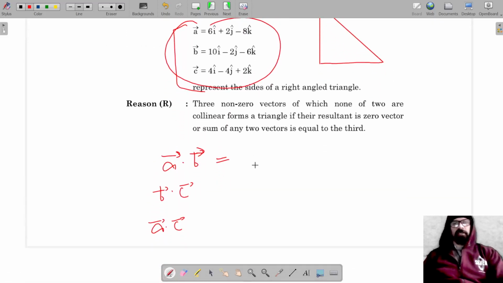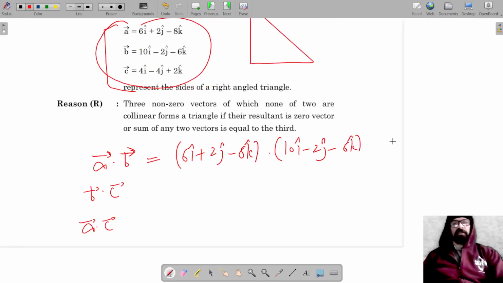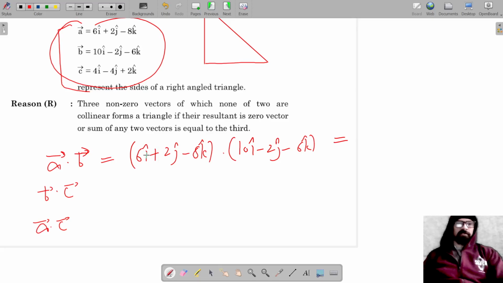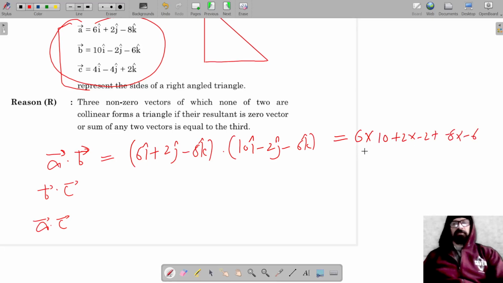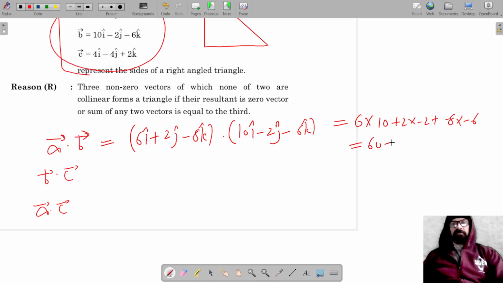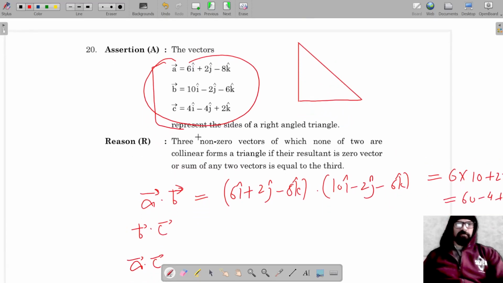Now dot product of A. So A is 6i cap plus 2j cap minus 8k cap, dot product with B, which is 10i cap minus 2j cap minus 6k cap. So its dot product is the sum of the product of the respective scalar components: 6 into 10 plus 2 into negative 2 plus negative 8 into negative 6, which gives me 60 minus 4 plus 48, which obviously will not be equal to 0.